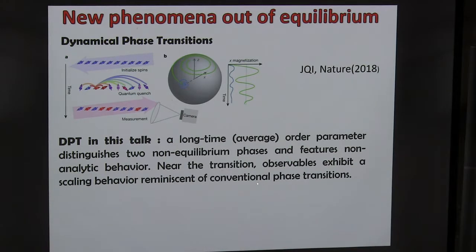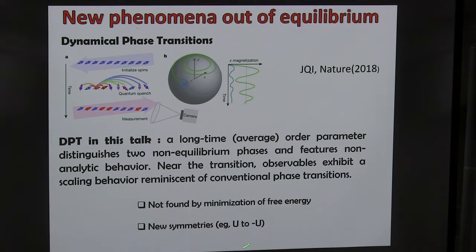So the important point is that this order parameter exhibits a non-analytic behavior, and near the transition, we are going to see that the observable typically exhibits a scaling behavior that is reminiscent of conventional phase transitions. But the important difference is that the behavior that we find cannot be attributed to a minimization of the energy. And there are no emergent symmetries in the system.